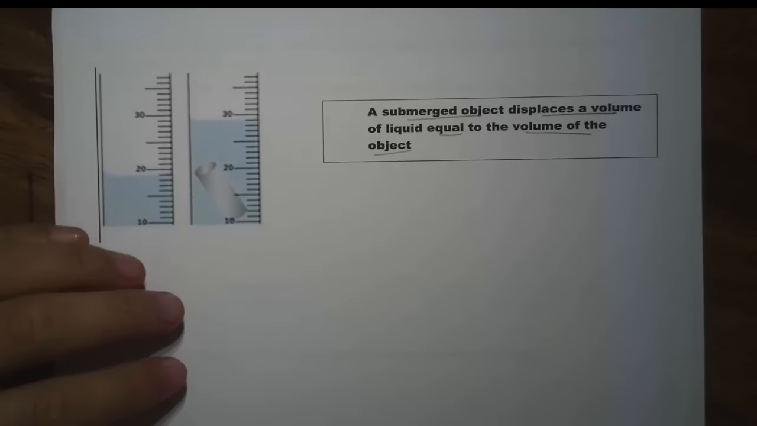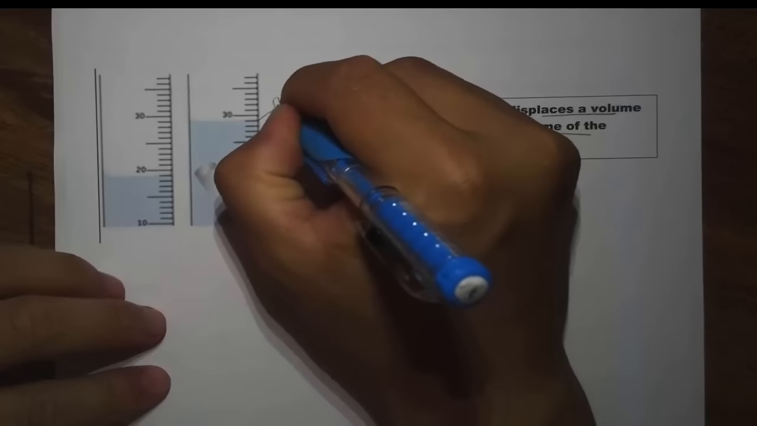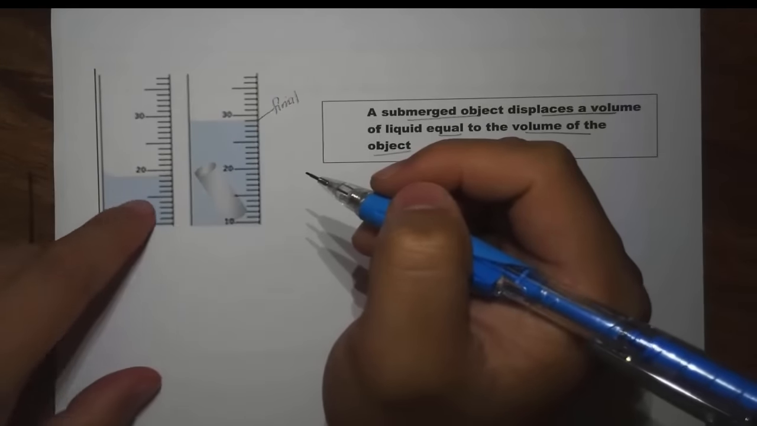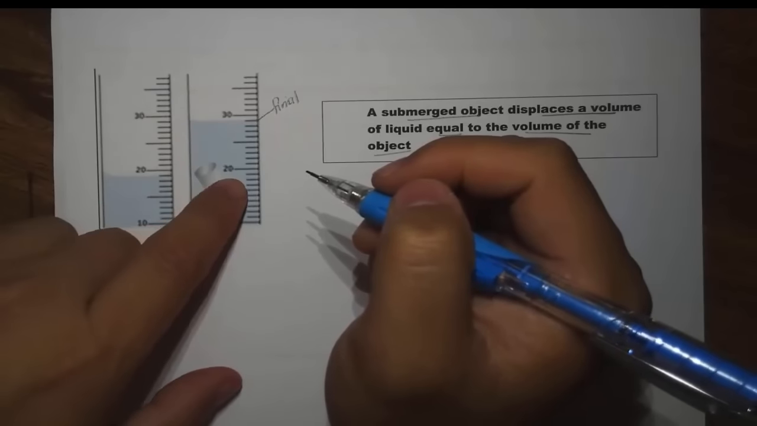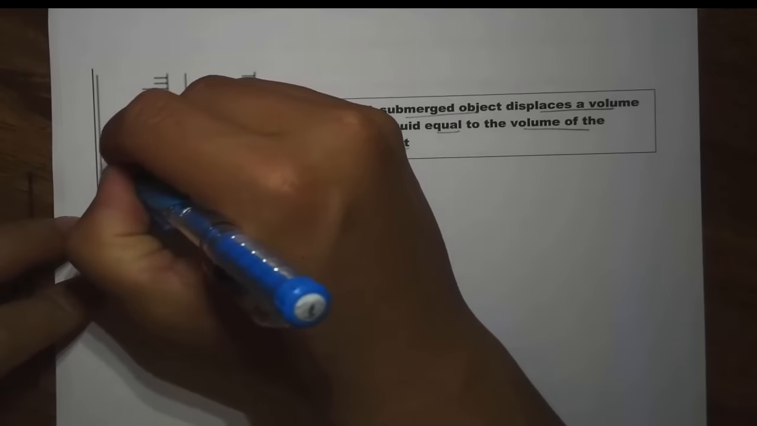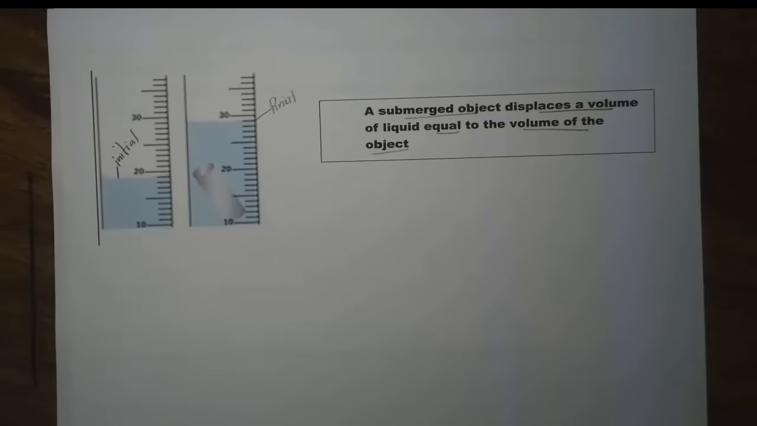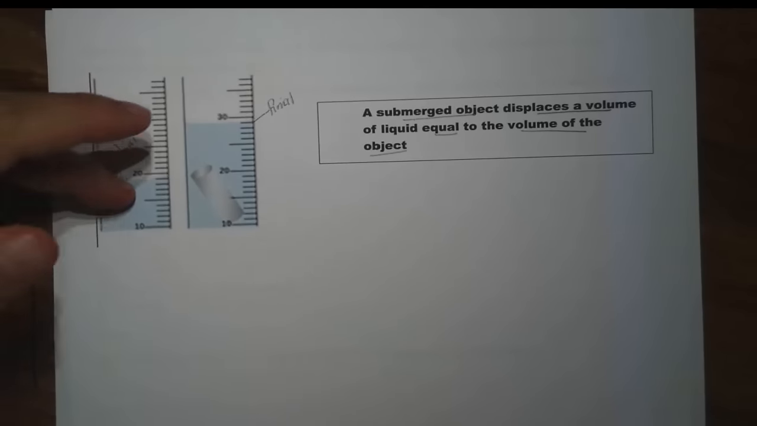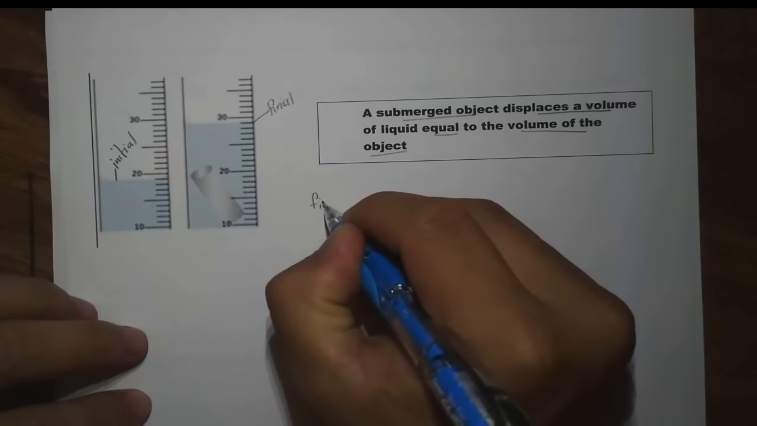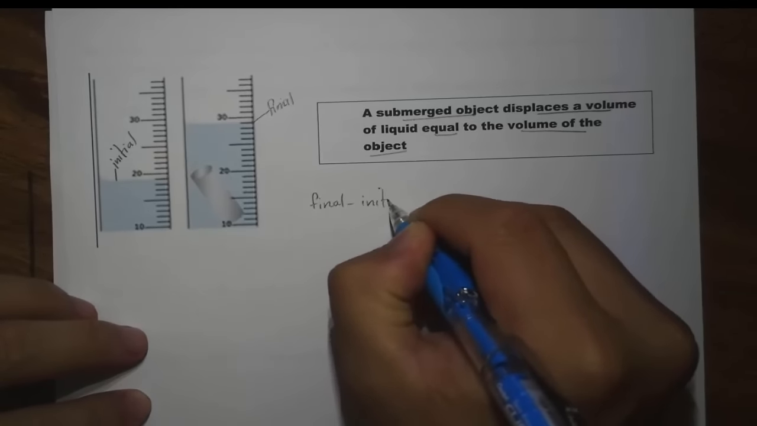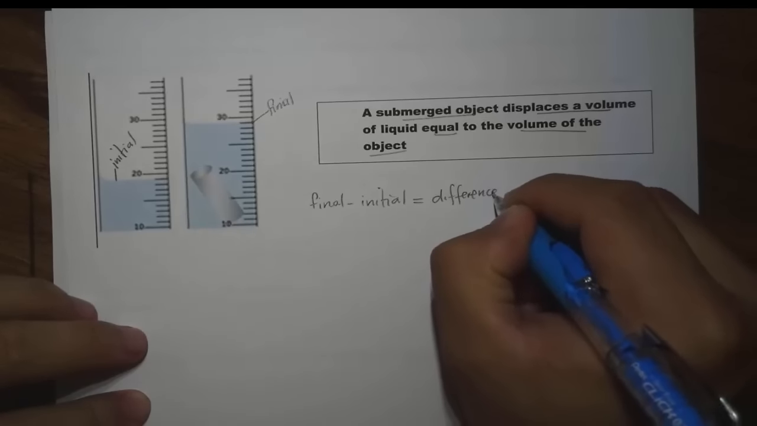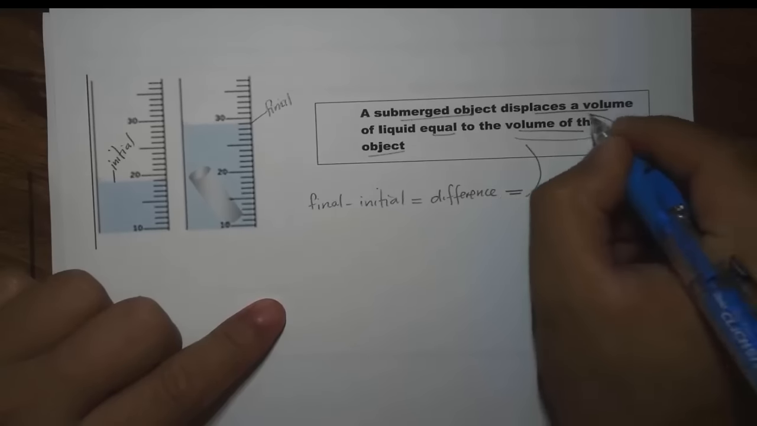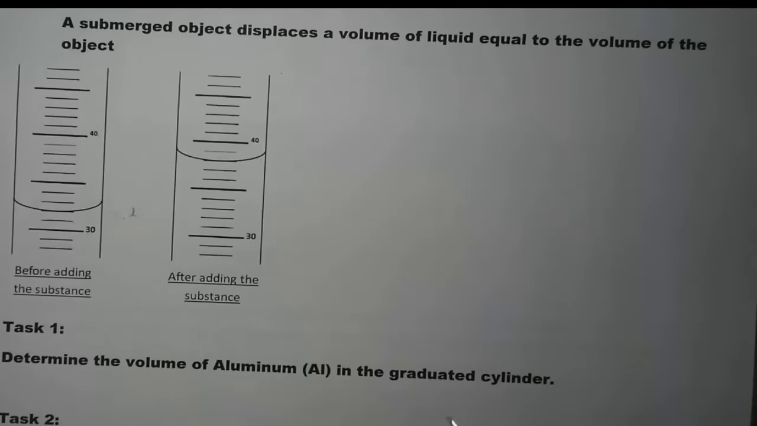And think of this in terms of math. Basically, this will be your final reading, the result from adding the object, and this will be your initial reading. Once we figure out the difference, which is a basic equation, we take the final minus initial, and that will give us the change. So we take final minus initial, and that will give us the difference, which is equal to the volume of the object. Let's do an example problem.